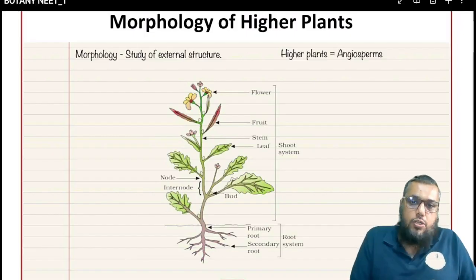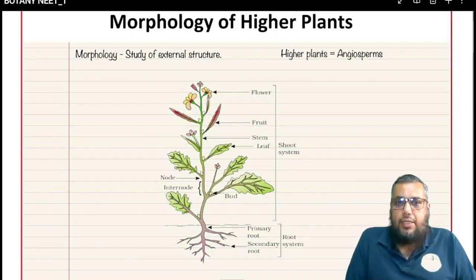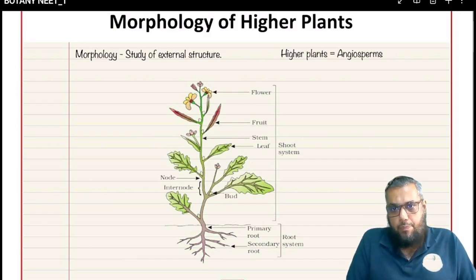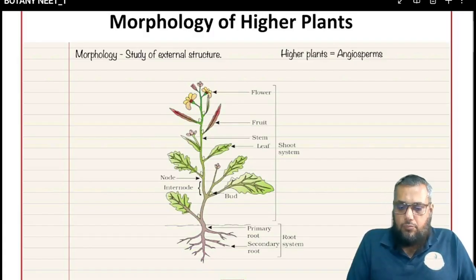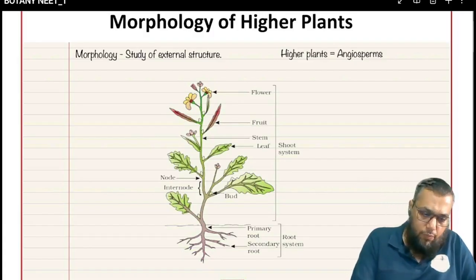And morphology is that branch of biology that deals with the study of the external structure of the living organisms, where morphos is the external form, logy is the study. So the study of external forms is called morphology. So when we look at a typical angiospermic plant, what do we see there? We see the presence of a root system and a shoot system.